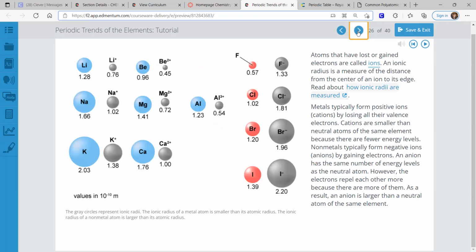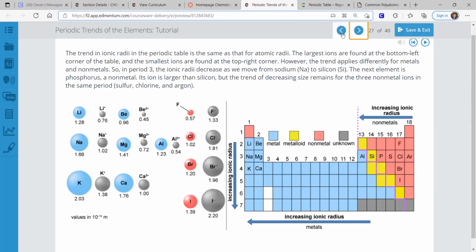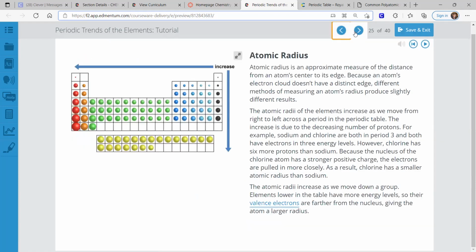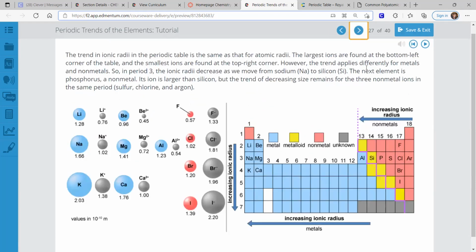Atoms that have lost or gained electrons are called ions. This shows the trend in ionic radius. It increases going left and down, same thing. So you have atomic radius, and then when it becomes a charged ion, that radius increases the same way.